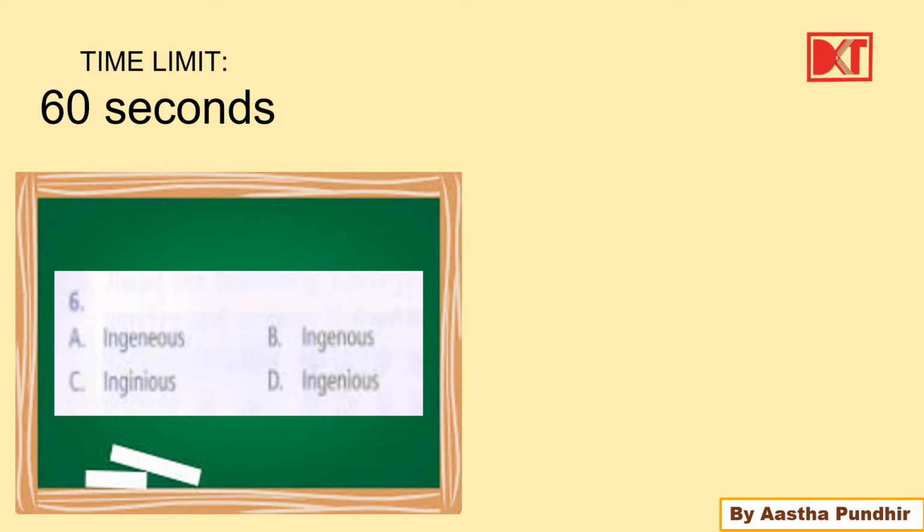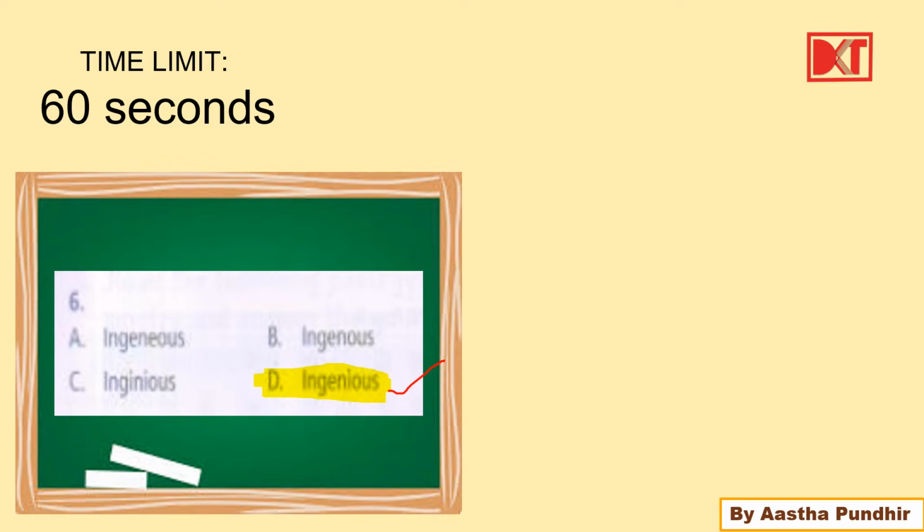Okay, so the next word is ingenious. Ingenious, here the correct spelling is D, ingenious. Right, the other spellings. This correct spelling is ingenious. This usually refers to a person who's clever and smart and well suited to do its job. This is an ingenious person or ingenious thing, we can also say.